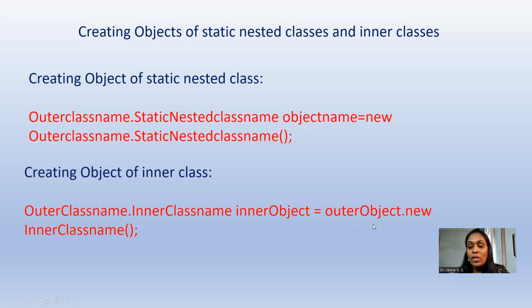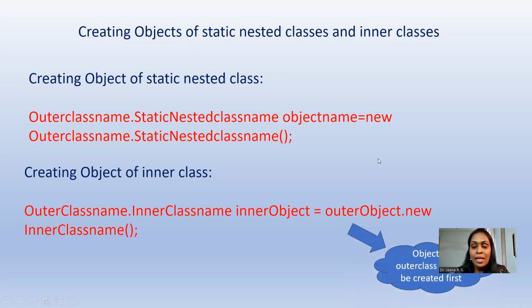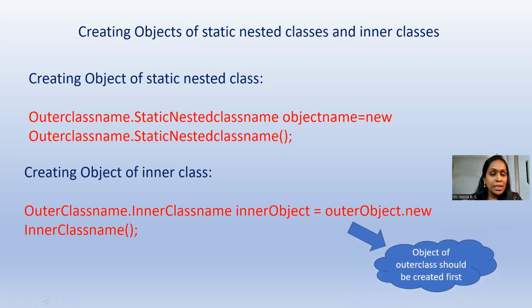So what is this outer object? This is the object of the outer class dot new inner class name. So this is how the syntax of an inner class object is to be created. In this particular syntax, I have just written outer object. So what is outer object? Outer object is nothing but the object of the outer class, and that object of the outer class should be created first. You can create the object of the outer class simply like this: outer class name, outer object equal to new outer class name.